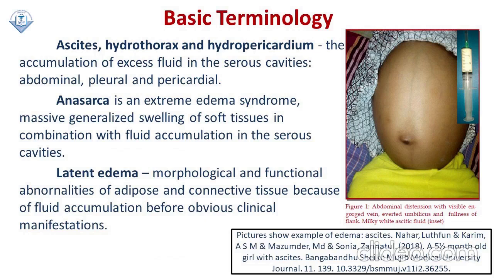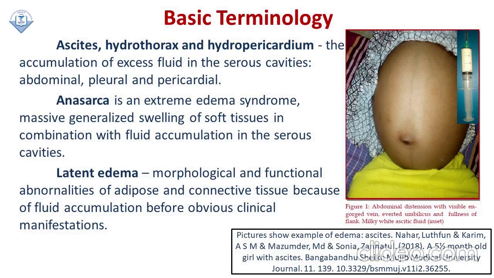Ascites, hydrothorax and hydropericardium are accumulations of excess fluid in serous cavities. Ascites is in the abdominal cavity, hydrothorax is in the pleural cavity, and hydropericardium is in the pericardial cavity. Sometimes we can see hydroarthrosis, when fluid is accumulated in joints.